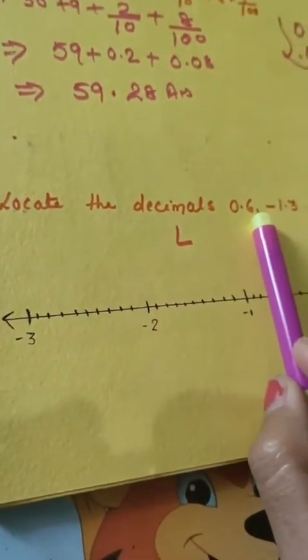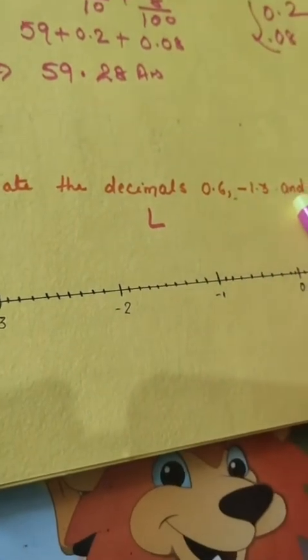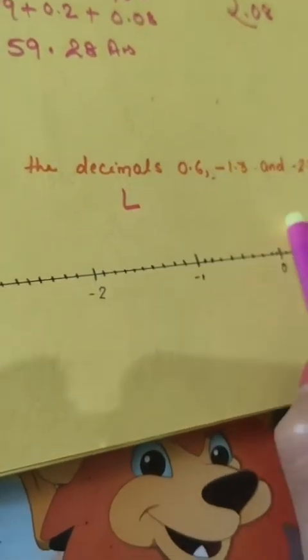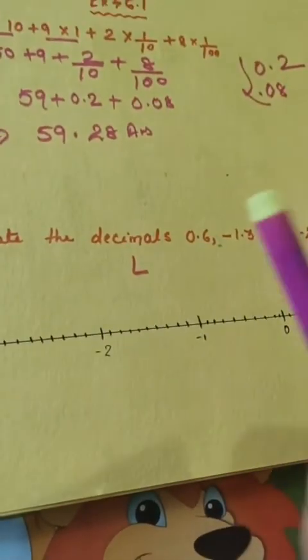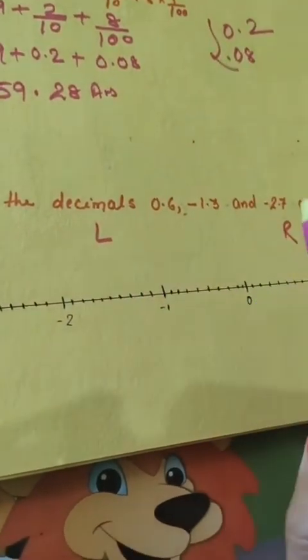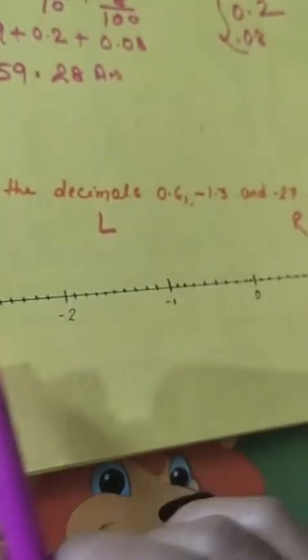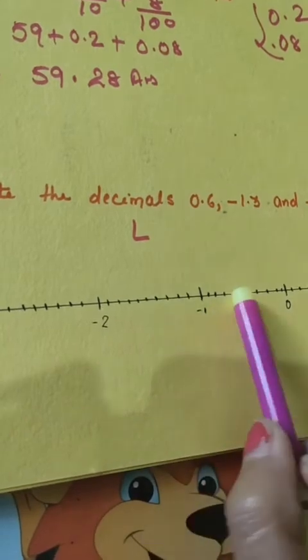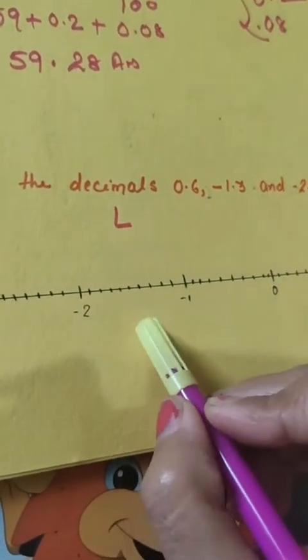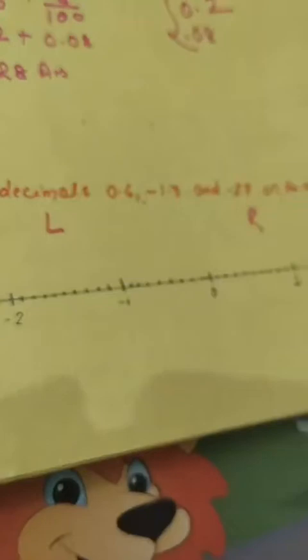Question number 3. Locate the decimals 0.6, minus 1.3 and minus 2.7 on the number line. We have to show them on the number line. You know the chapter integers. What we will do? Right side plus, left side minus. Same here. 9 distance I have given here. Here I give minus, here plus sign, because the right side is plus.